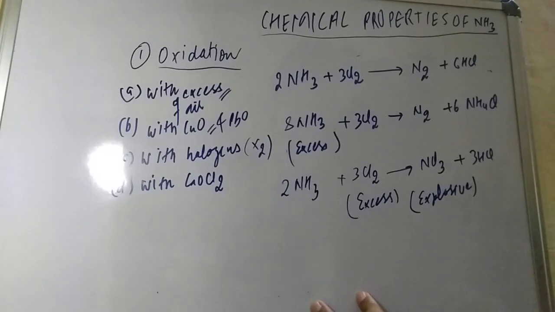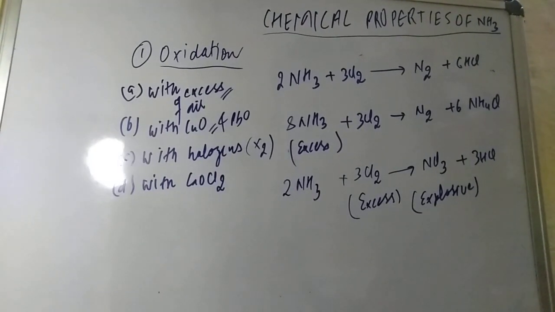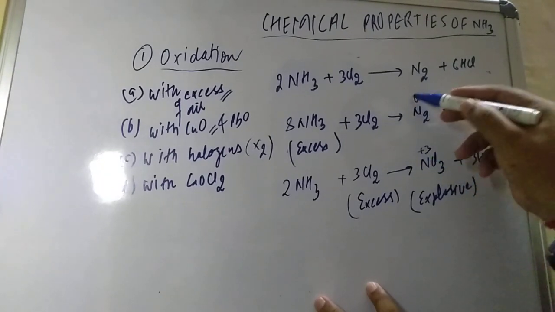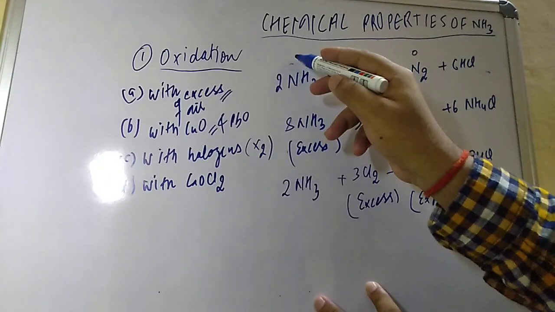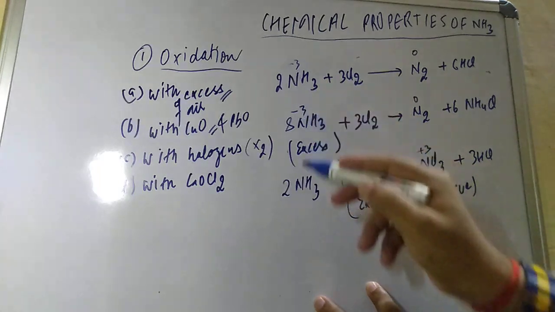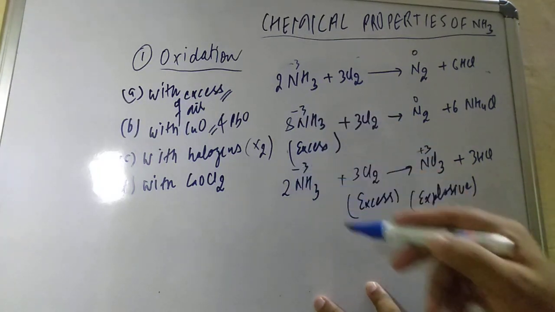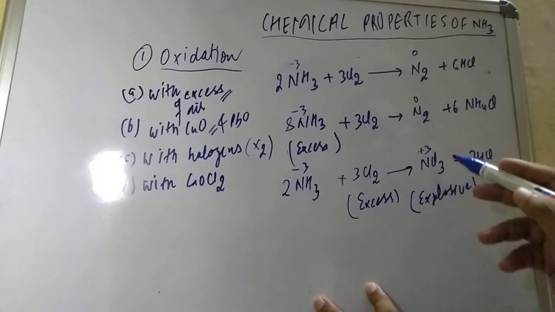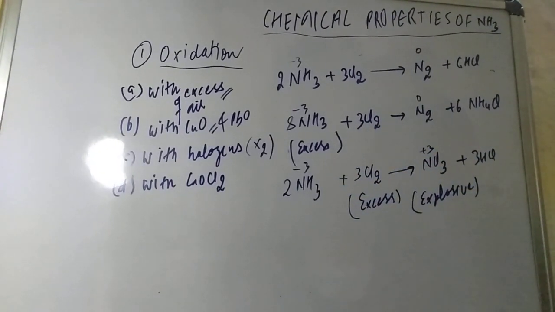So this way also we can oxidize ammonia. In this case nitrogen has the +3 oxidation state. Here it is 0, here it is 0, but here it is -3 and here it is -3. So -3 to 0 oxidation, -3 to 0 oxidation, and -3 to +3, that is a high oxidation.